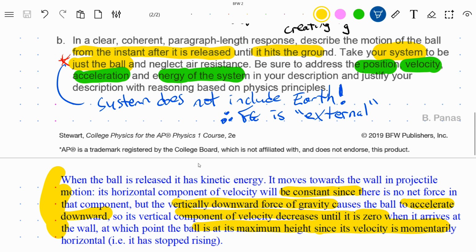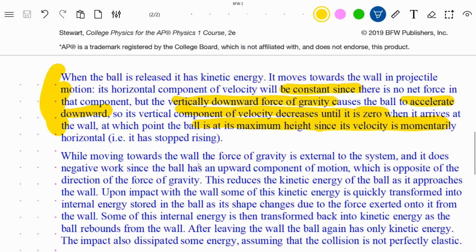All right, so let me continue with my answer to this next piece. So while moving, in fact, let me just clear this. I'm using highlight just so you can keep track of where I am here. So while moving towards the wall, the force of gravity is external to the system. Okay, so that's what I just talked about. The force of gravity from Earth is not part of the system, so it's an external force. So I cannot talk about potential energy, but I can talk about work.